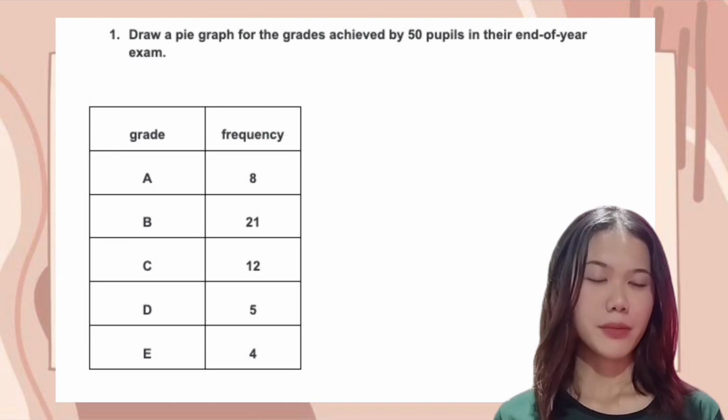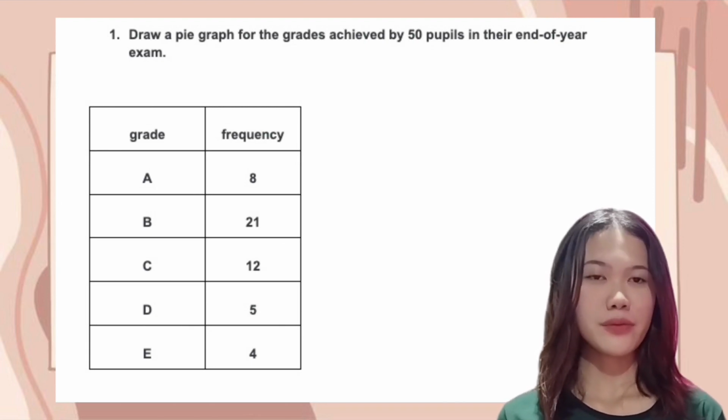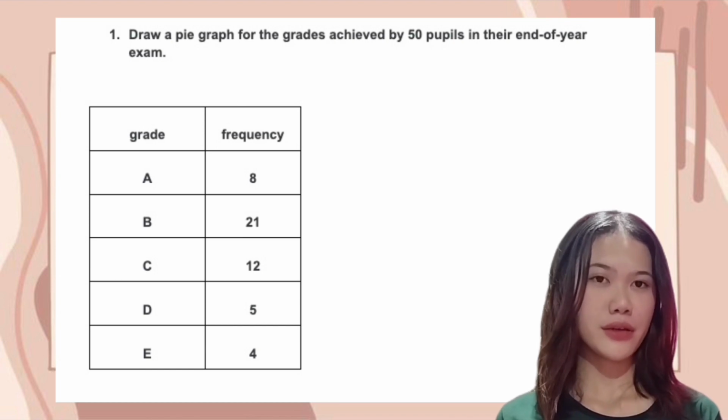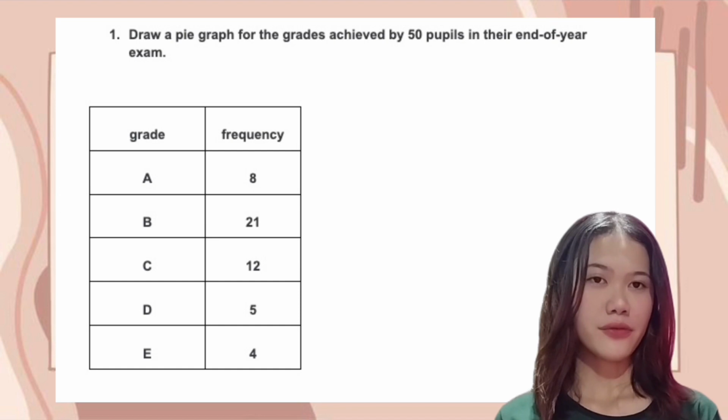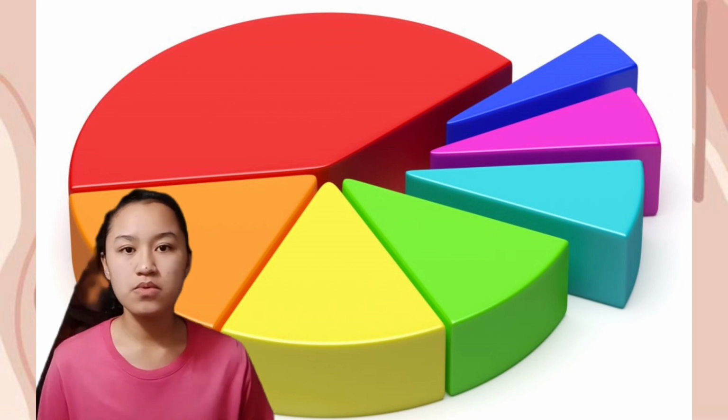For sample problem number 1, draw a pie graph for the grades achieved by 50 pupils in their end-of-year exam. The following details are grade A, frequency 18, B 21, C 12, D 5, and E 4. Let us now solve for our problem number 1.